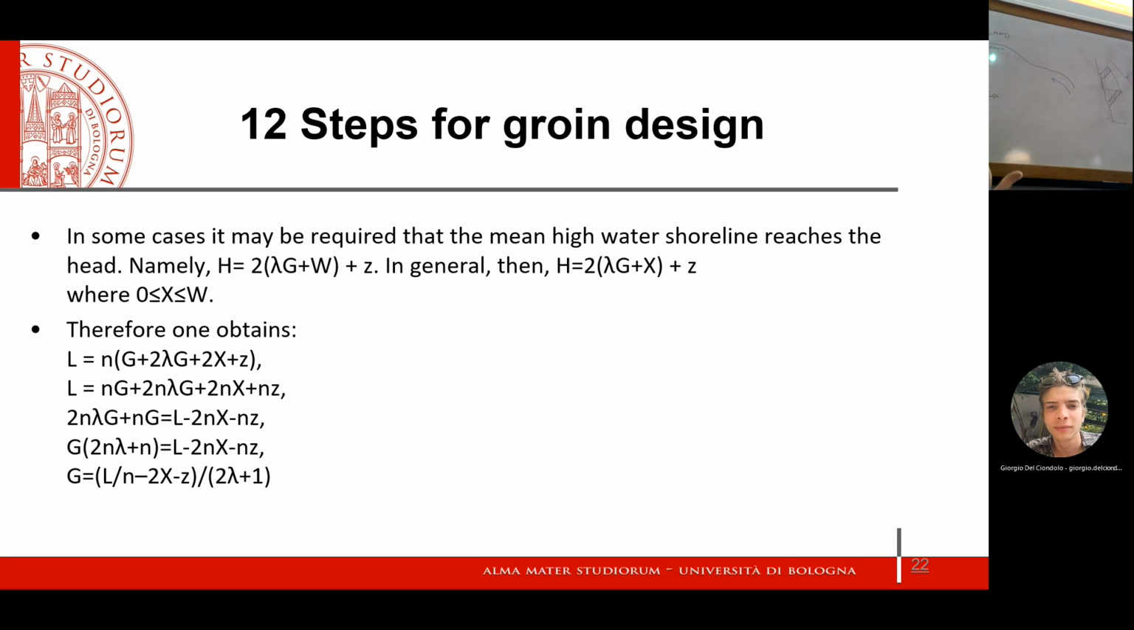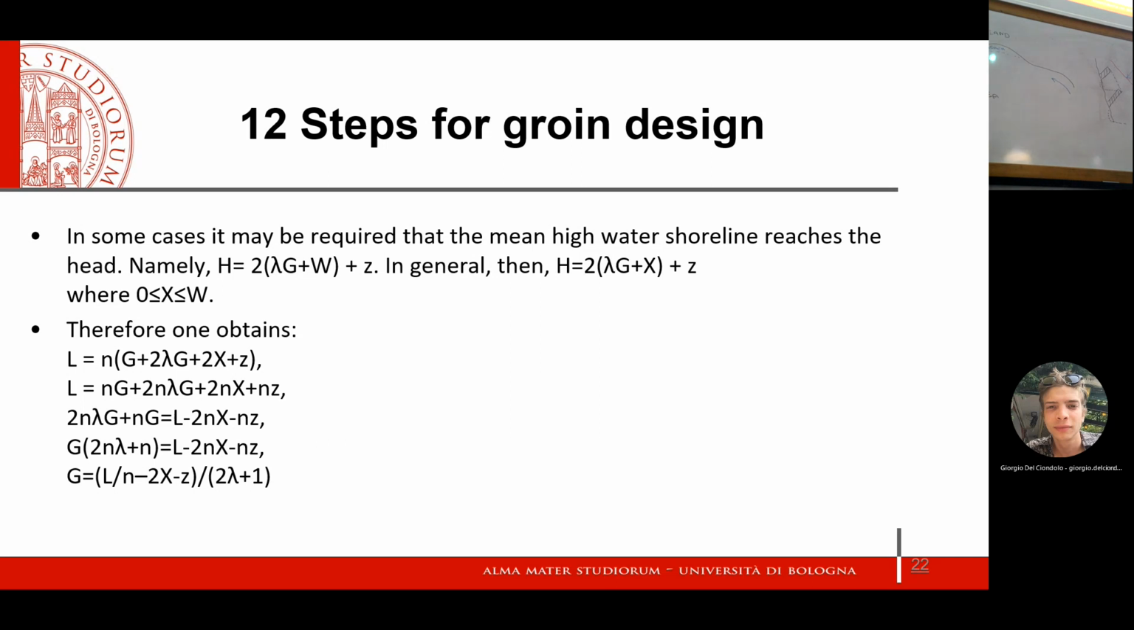So let's say that in general, we may want something in between. So we may substitute W with a general quantity X, where X is between 0 and W. And this is an extension of our computation to the case where our reference is the high water shoreline instead of the low water shoreline. But there is no complication. The concept remains the same.